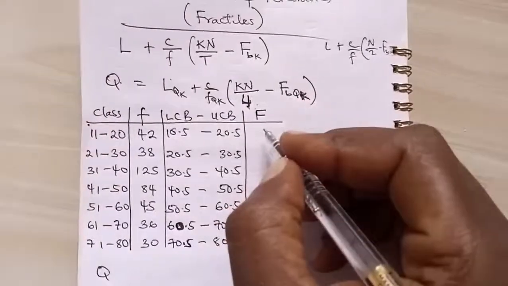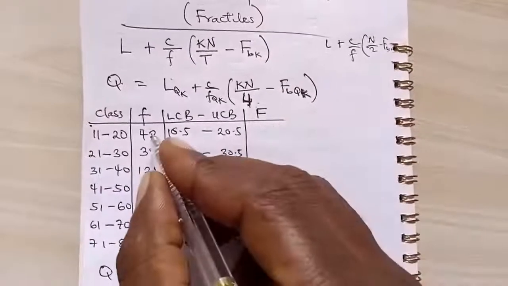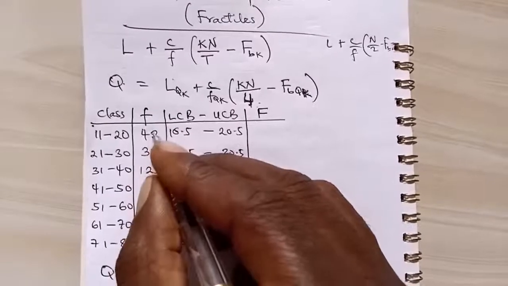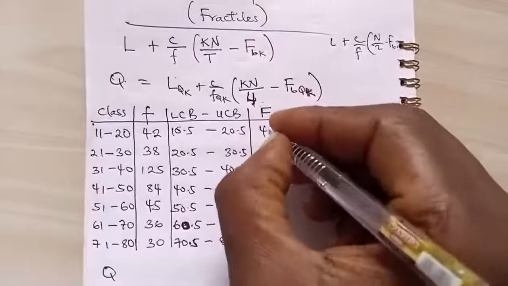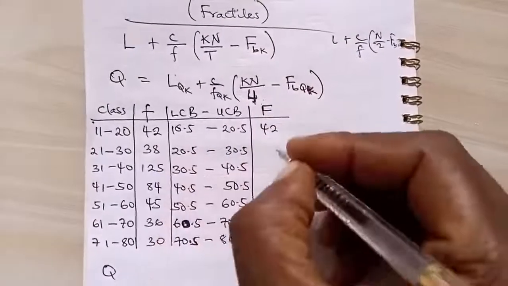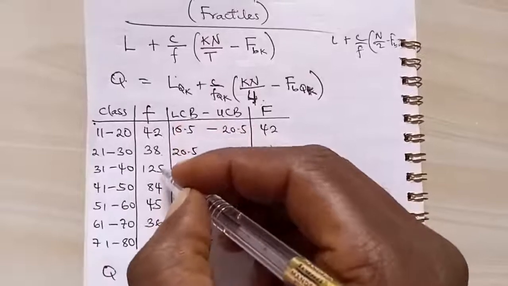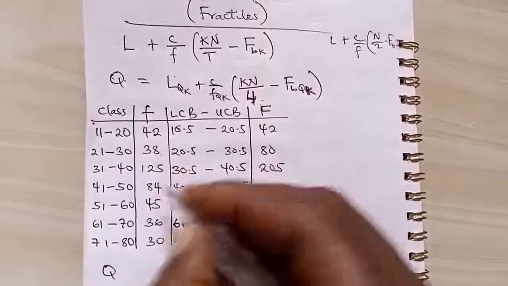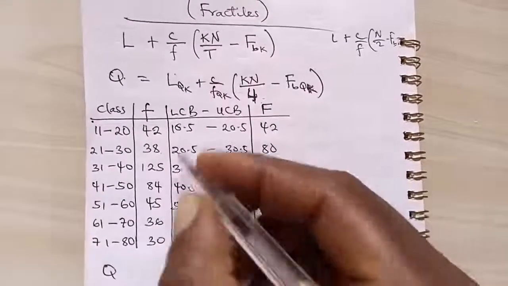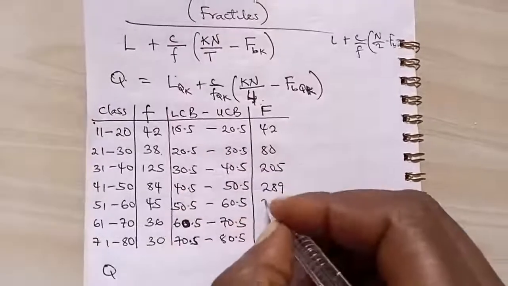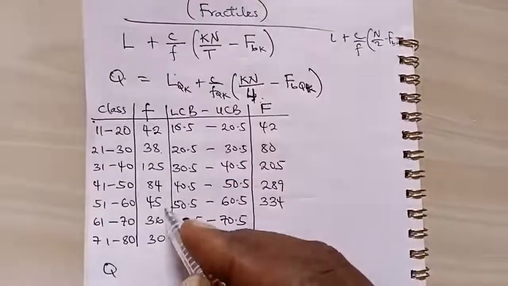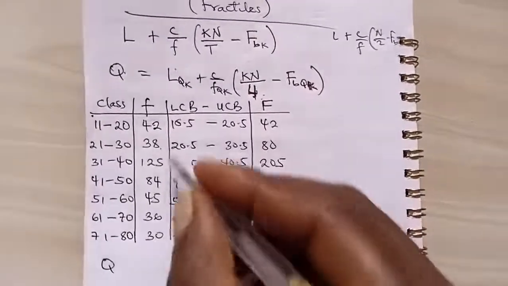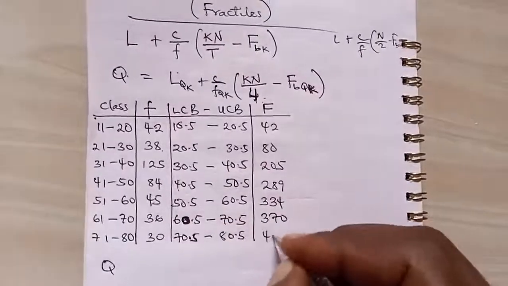The next thing we do is create the cumulative frequency. We add this particular frequency to anybody that comes before it. Here, nobody comes before it, so 42 plus 0 is 42. 42 plus 38 is 80. 80 plus 125 gives us 205. 205 plus 84 gives us 289. 289 plus 45 gives us 334. 334 plus 36 gives us 370. 370 plus 30 gives us 400.